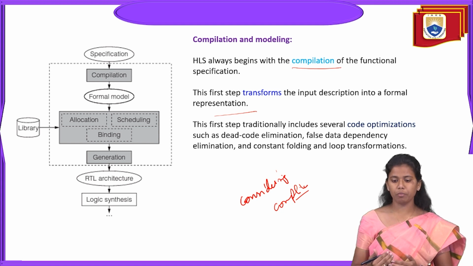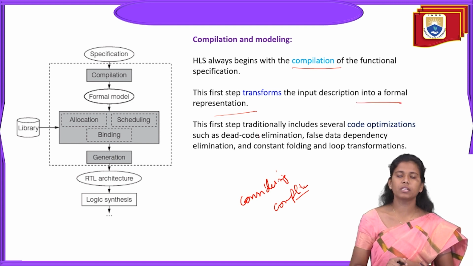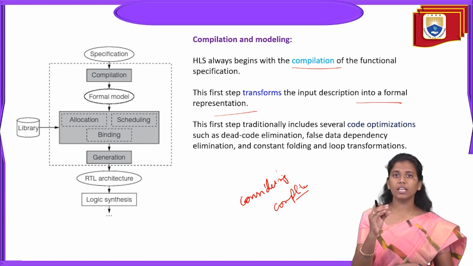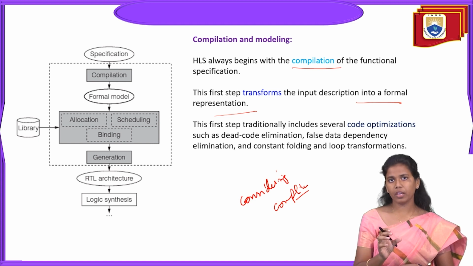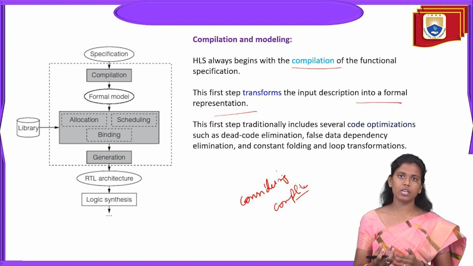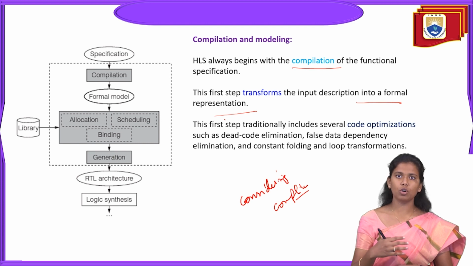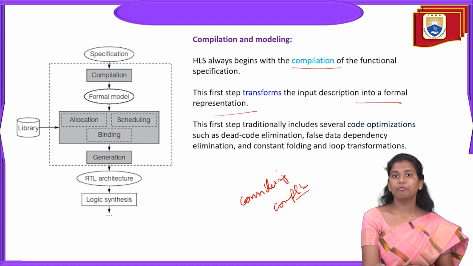After compilation, it follows with the transformation. Whatever variables or inputs you have specified, after compiling, you will transform them into a formal representation. That means you will represent each and every specification clearly in the code. Each specification will be transformed into inputs and outputs. So soon after the compilation, the transformation of the inputs as well as the outputs takes place into a proper formal representation.